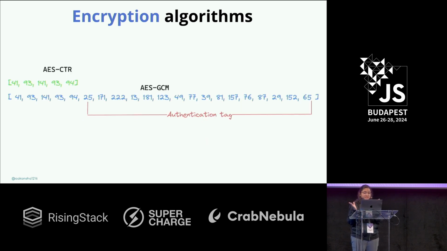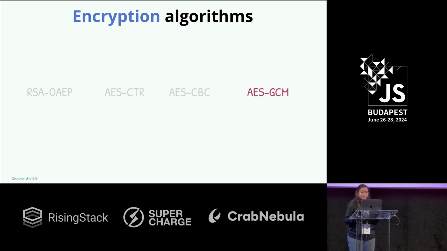And basically, GCM also uses counter mode internally, but it has this authentication tag, which it adds at the end of the encrypted content, which is a 16-byte tag. And this is how it internally verifies the authenticity. If you tamper the data, the authentication tag actually gets tampered as well, and it just fails. So yeah, let's go ahead with AES-GCM.